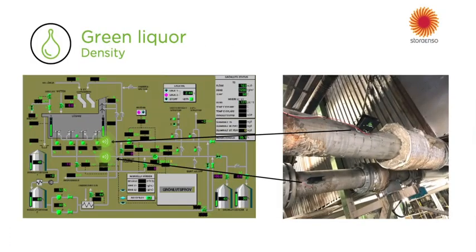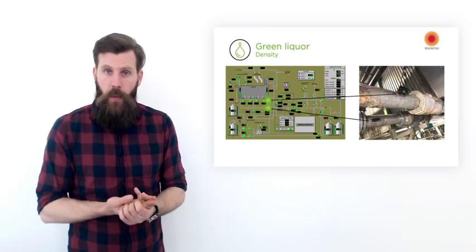And then we have green liquor. In this picture, it's density of the green liquor. They have the system where they have 2 pipes, weak liquor going one way and green liquor from the melt dissolver. So yeah, green liquor density in this case. Those are the applications that we have within paper and pulp.